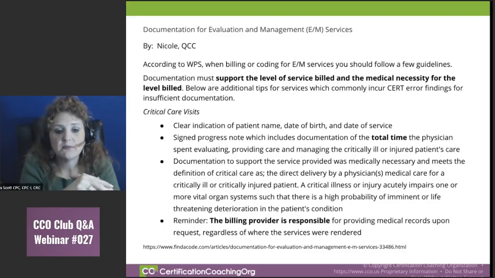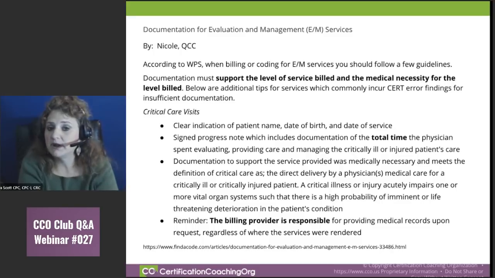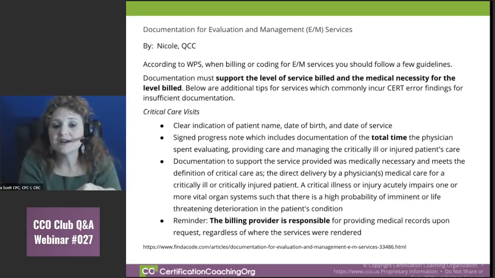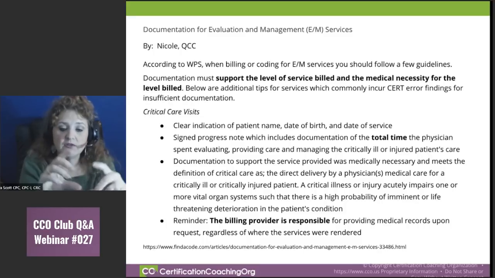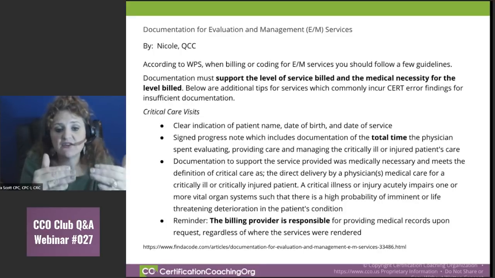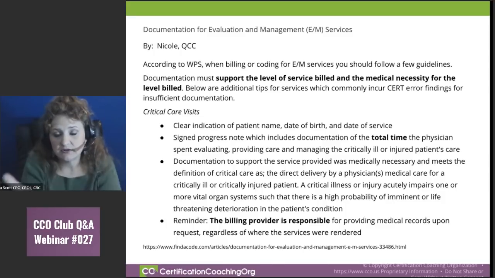She was talking about how to support the billing levels for different types of E&M coding, and this was the part on critical care. This is everything that has to be in the encounter or the chart. If it's critical care, you're dealing with the chart, really. And so let's break those down. Of course, like all documentation, you're going to need to know who the patient is.